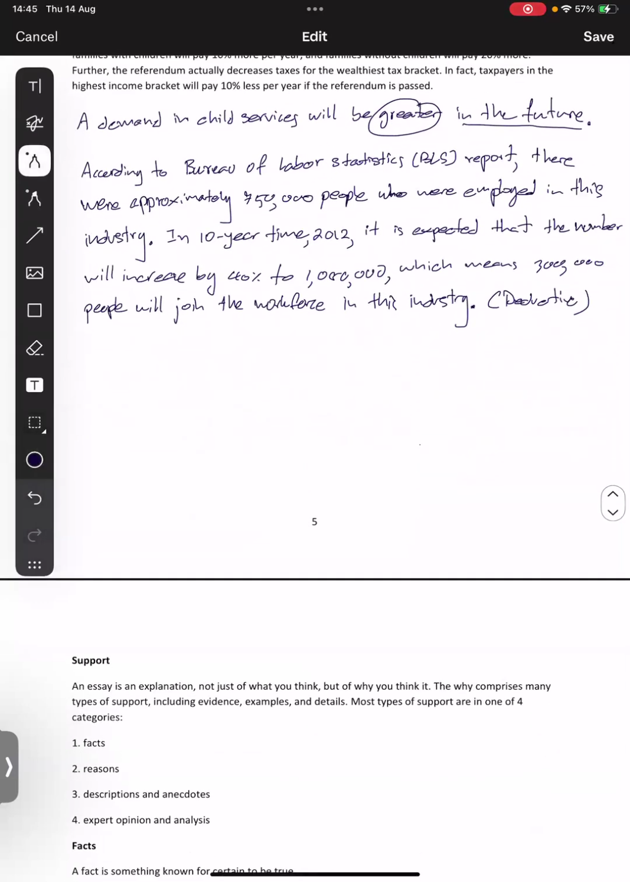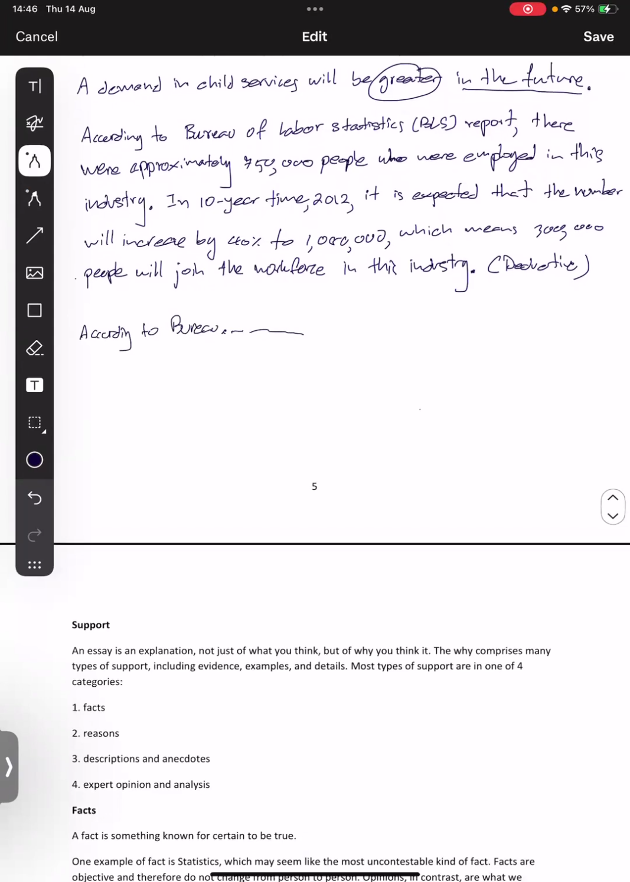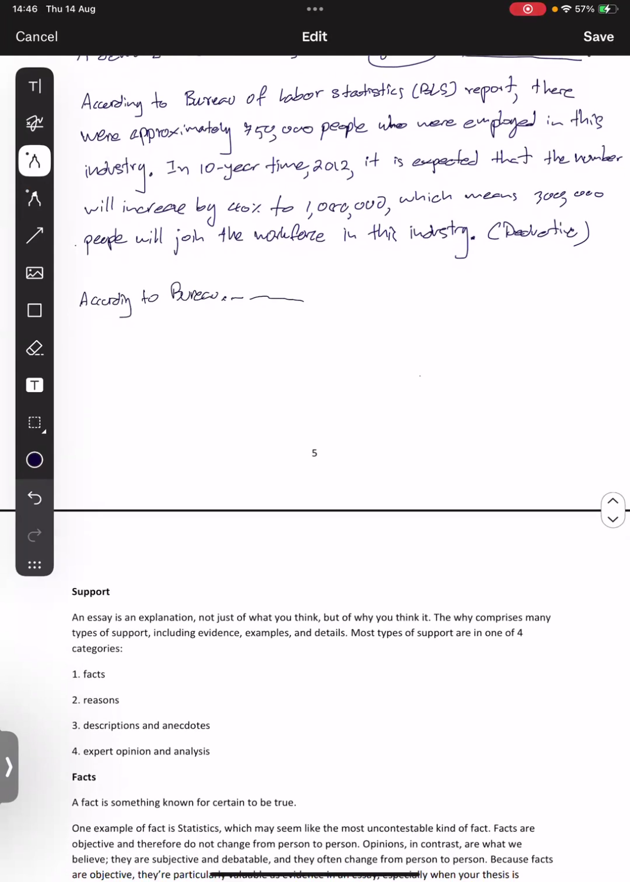I'll just write it. According to Bureau. I'll just make this so that you know that everything that I have written so far will be here, all the way to "in this industry." So basically this part here has been copy and paste. According to Bureau of Labor Statistics, blah, blah, blah, all the way to "in this industry."